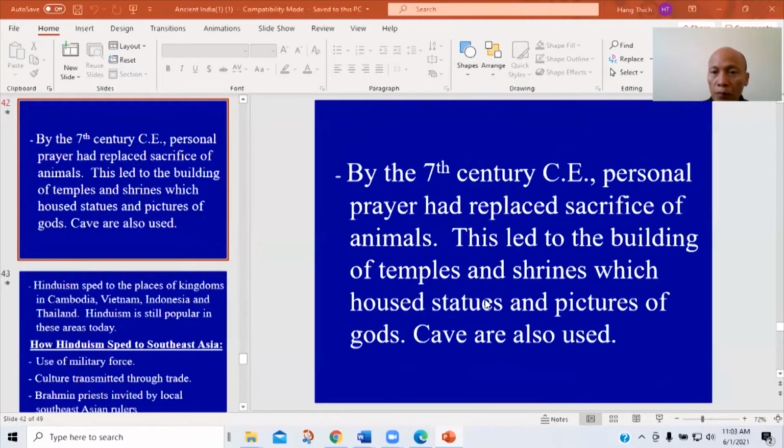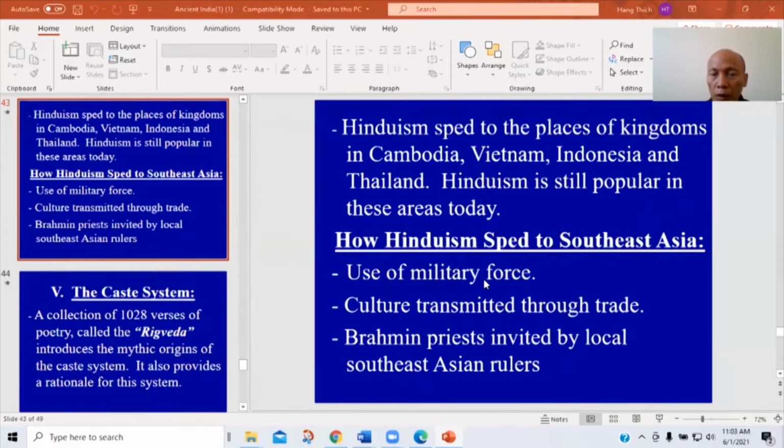That's their goal. By the 7th century, personal prayer replaced the sacrifice of animals. Again, it may have some influence from Buddhism, that they established temples and shrines housing statues and pictures of gods. Later on, Hinduism spread to other South Asian countries like Cambodia, Vietnam, Indonesia, and Thailand, and up to now they still have some popularity too.